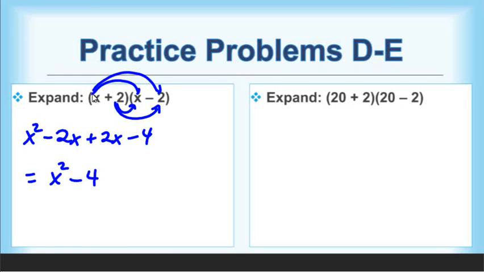And we would call this one a difference of two squares because I have a perfect square here and a perfect square here, and I have a difference, a subtraction sign, in the middle. Anytime you have a binomial where the terms are the same but the signs are different, you just square the first term and square the second term and put a minus sign in between.